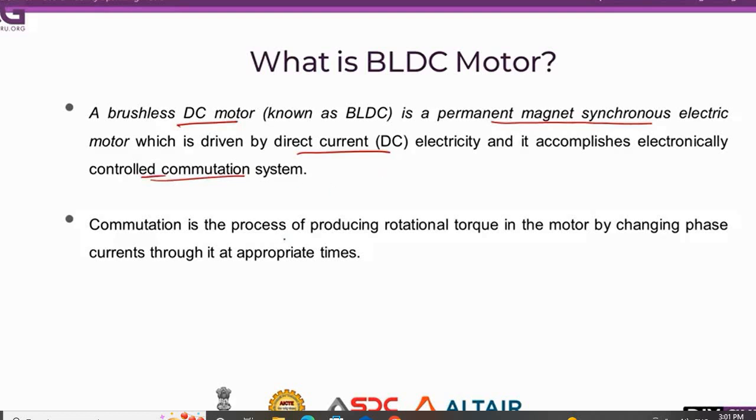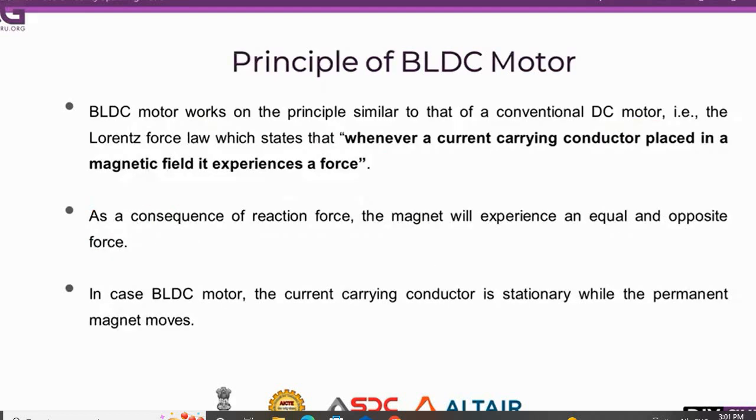Commutation is the process of producing rotational torque by changing the phase current at the appropriate time. In a BLDC motor, changing the phase current at the appropriate timings is called commutation. So we know what a BLDC motor is. Now we will see the principle of BLDC motor.